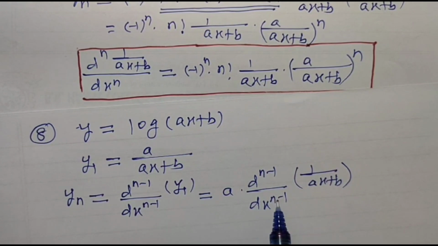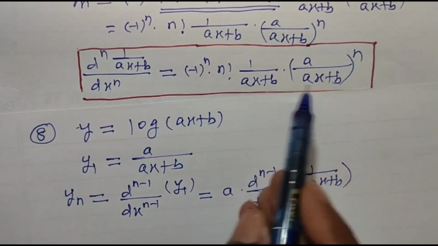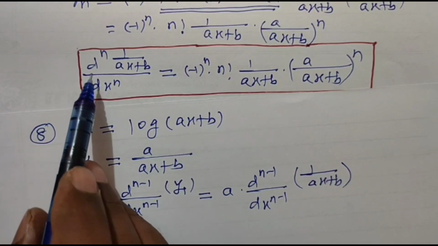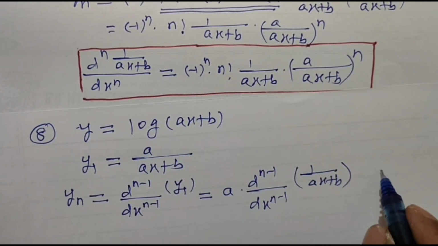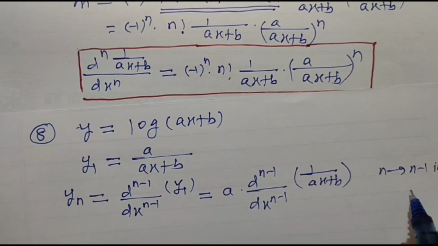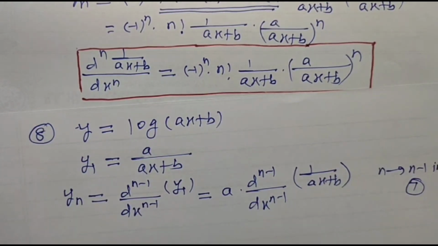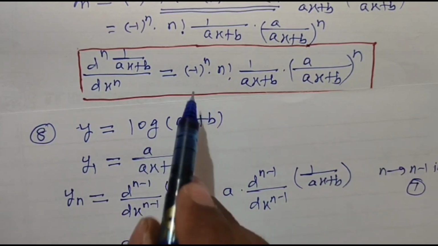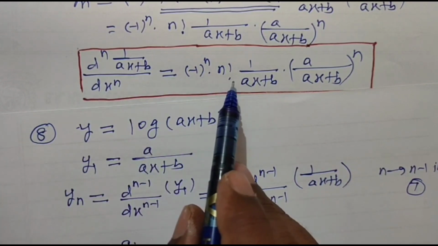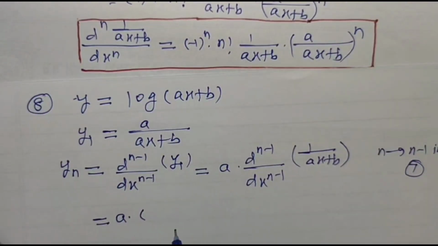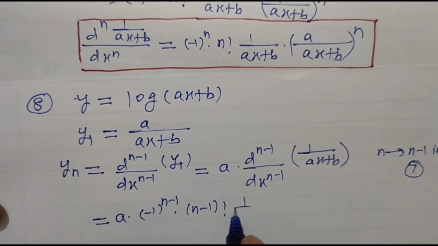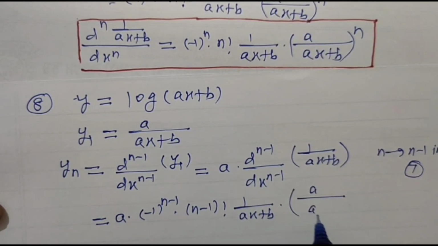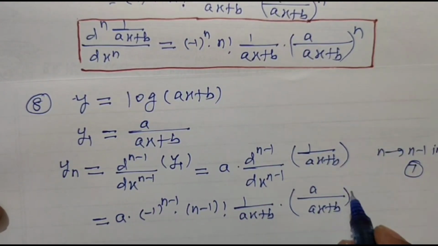We want the n minus 1th derivative, so replace n by n minus 1 on the right hand side and left hand side. By using this formula, replacing n by n minus 1 in formula number 7, hence yn is equal to a as it is, times the n minus 1th derivative, replacing n by n minus 1 on the left hand side as well as on the right hand side. This can be written as minus 1 to the power n minus 1, factorial, 1 upon ax plus b, then to the power n replaced by n minus 1.